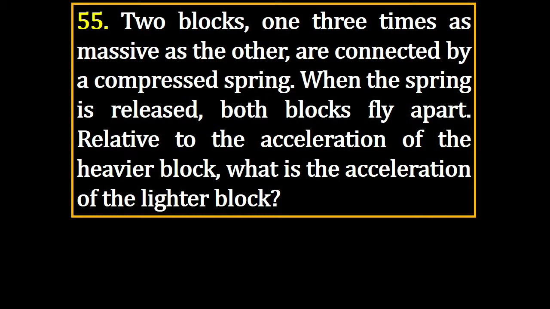Two blocks, one three times as massive as the other, are connected by a compressed spring. When the spring is released, both blocks fly apart. Relative to the acceleration of the heavier block, what is the acceleration of the lighter block? So let's say you have two blocks, heavy and light. The heavier block will have a third of the acceleration of the other, and the lighter block will have three times the acceleration of the other, because mass and acceleration are inversely proportional. So that's the answer.